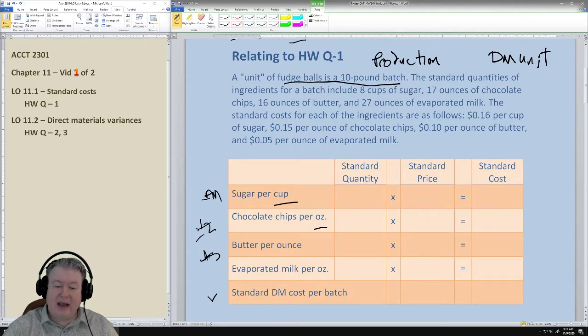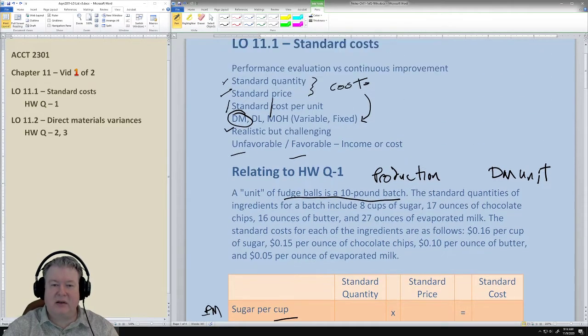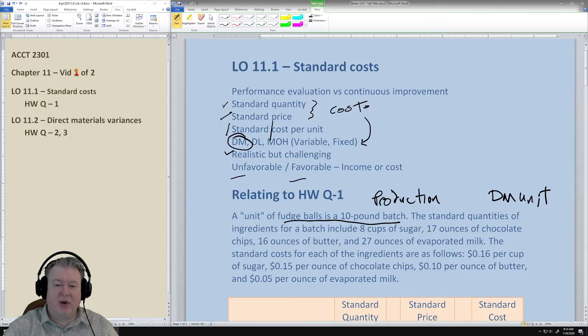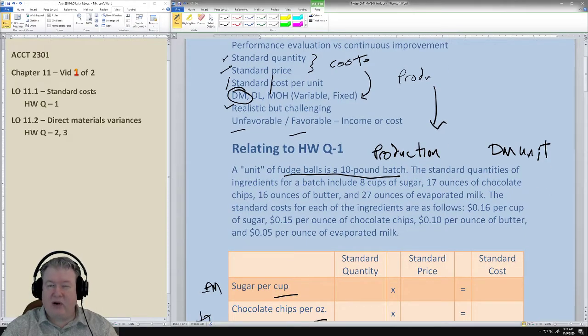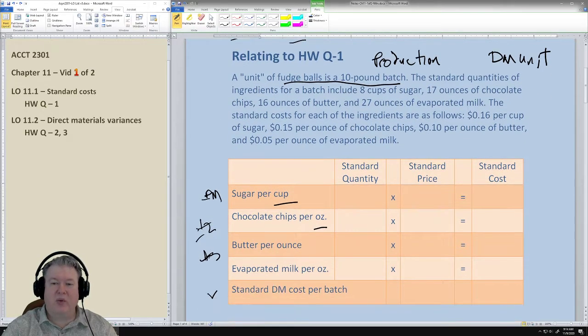When it says the standard cost for the production unit, the production unit is the batch here. And that's why I was saying up here, standard cost per unit. What do they mean here? Do they mean the production unit or do they mean the direct material unit? It's important when we're figuring out variances that we know which one we're dealing with.